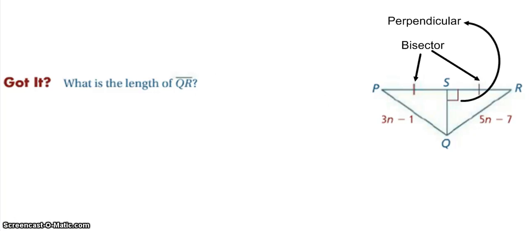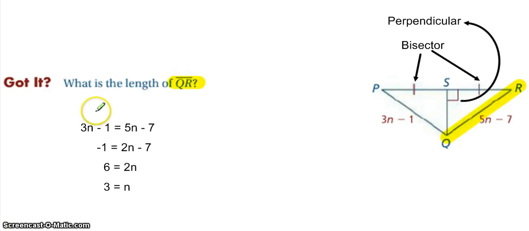So when I start evaluating these two triangles, I see that SQ is perpendicular to PR, so I know it's perpendicular. Then I see that PS is congruent with SR, so I know that it's a bisector. So this means this line is my perpendicular bisector, which also means that PQ will be congruent to RQ. So I can start by setting these two binomial expressions equal to each other.